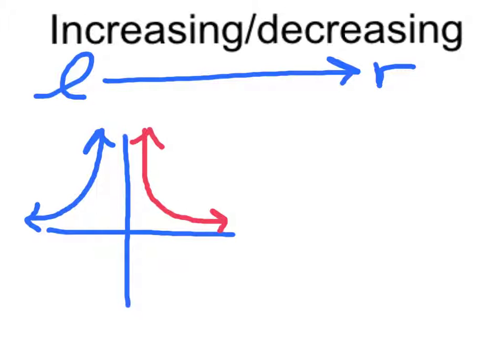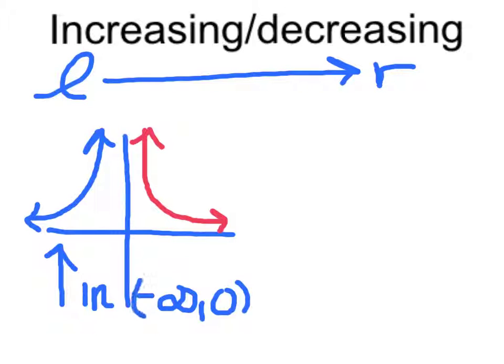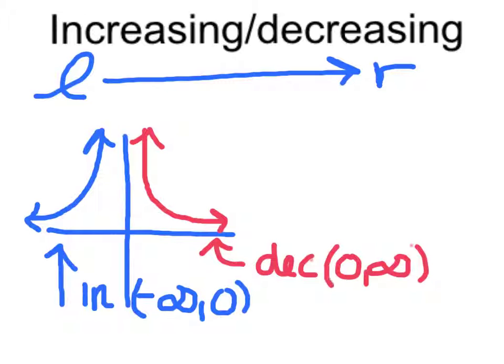I would say that this function right here is increasing from negative infinity to 0, and right here it is decreasing from 0 to infinity. So you're answering a question about up and down, but you're saying it in the domain from left to right.